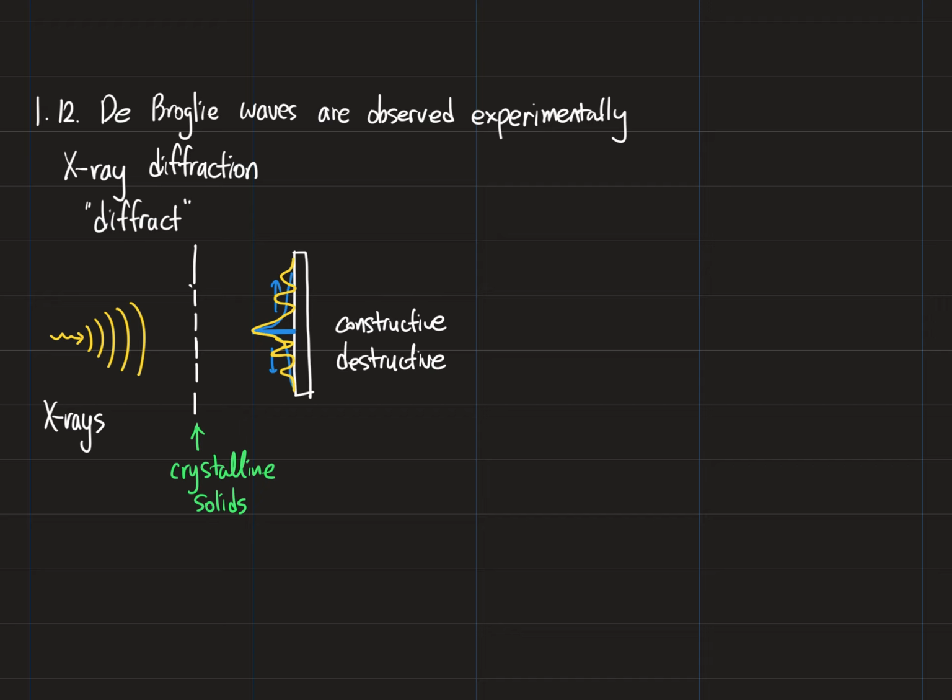The regular repeating arrangement of atoms in the crystal acts as a natural diffraction grating. So the result is a distinct pattern of bright spots as seen in X-ray diffraction. So we can determine the 3D structure of the crystalline solid.